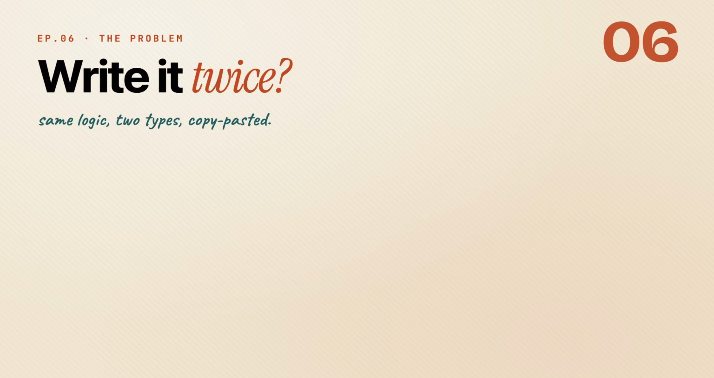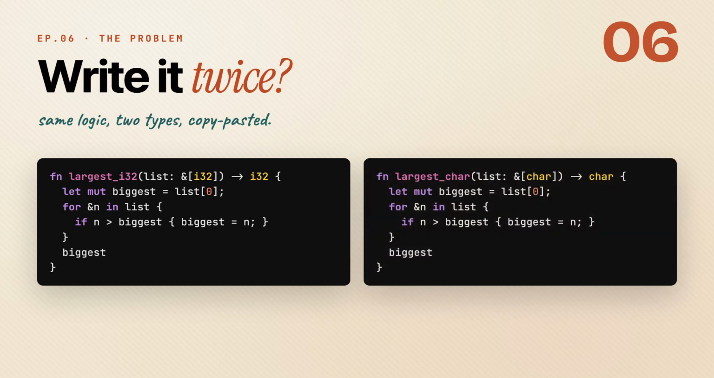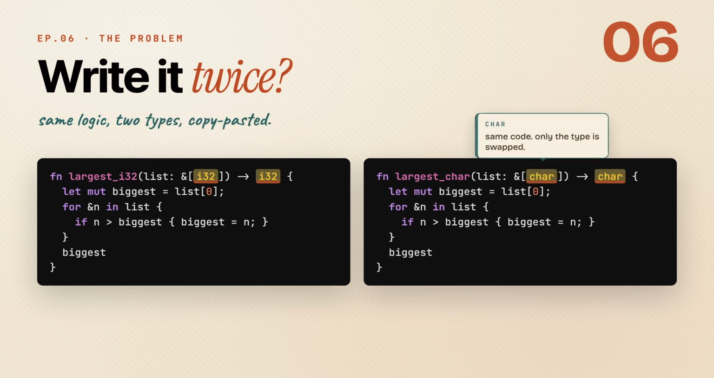Let's talk about the problem. If you have ever copy-pasted a function to swap one type, you know this feeling. Here's one that finds the largest value in a list of numbers. Now you want it for characters also, so you write it again. If you put them side by side, every single line is the same. The only thing that changed is the type.